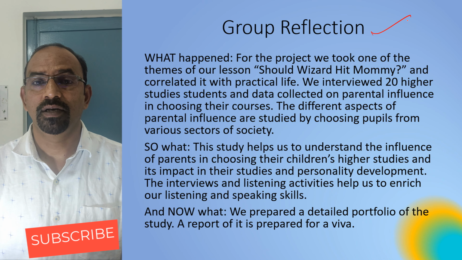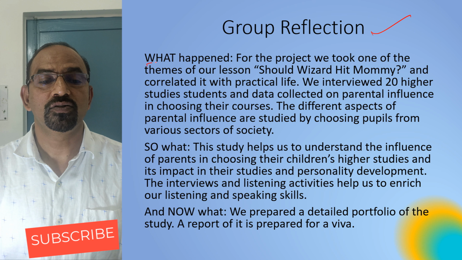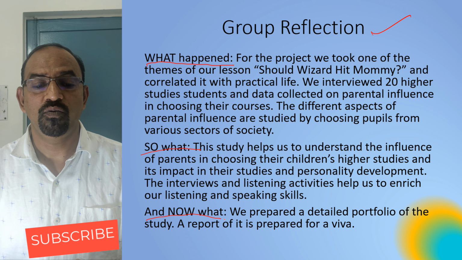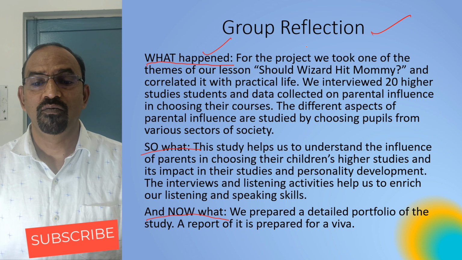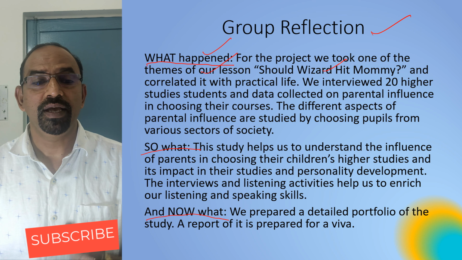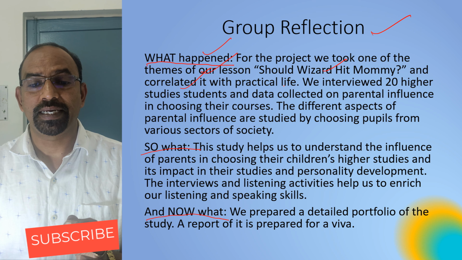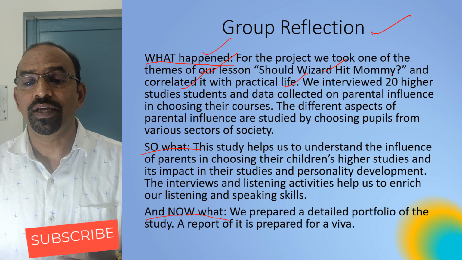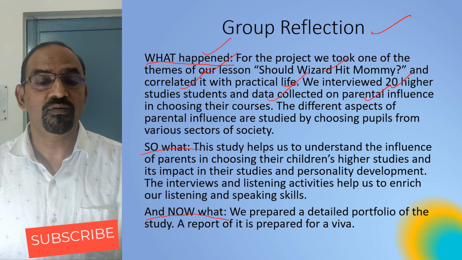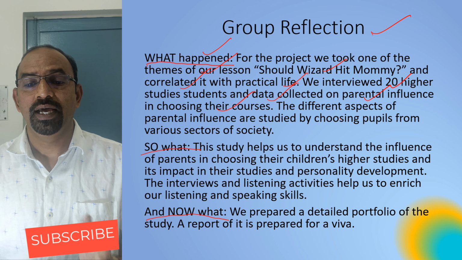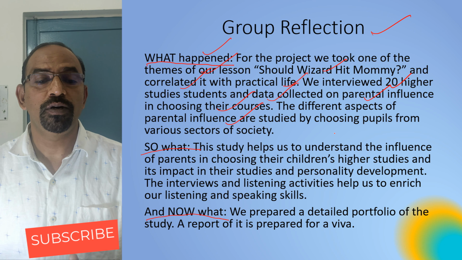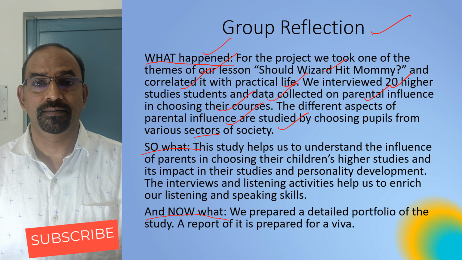Group reflection. Group reflection has 3 sections: what happened, so what, and now what. Look at what happened. For the project, we took one of the themes of our lesson, should we solve it, and correlated it with practical life. We interviewed 20 higher studies students and collected data on parental influence in choosing their courses. The different aspects of parental influence were studied by choosing pupils from various sectors of society.